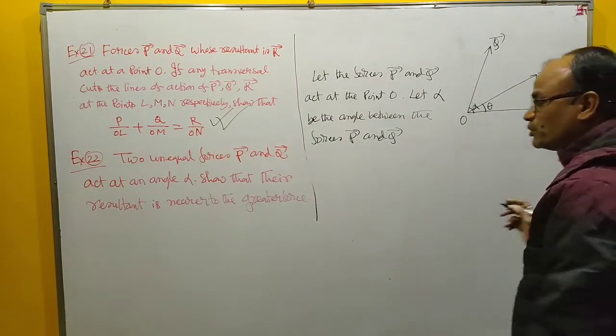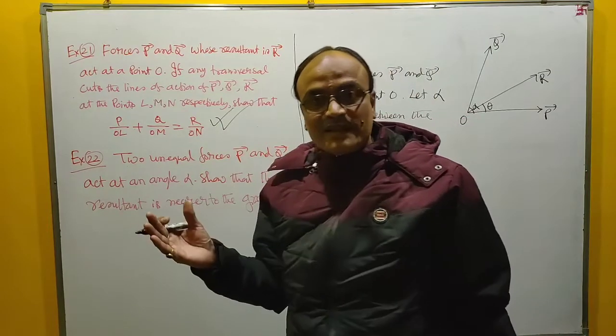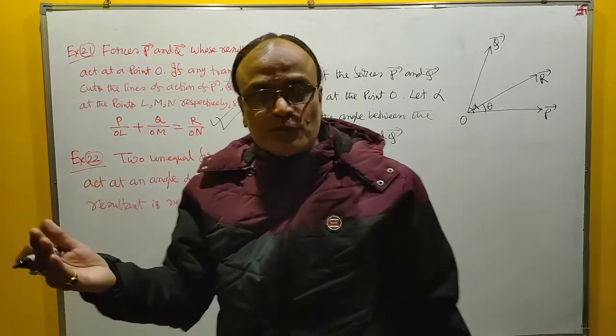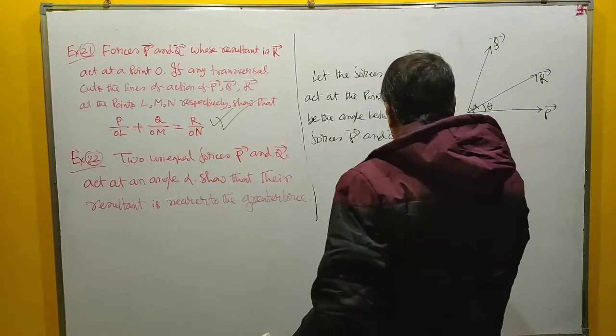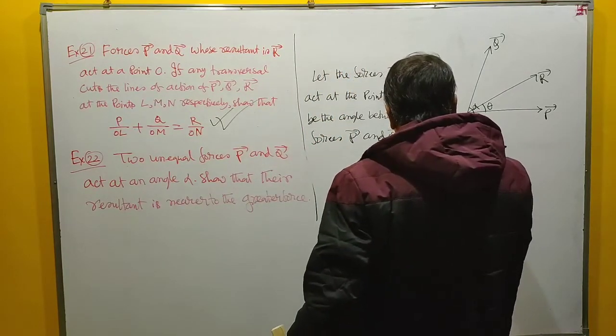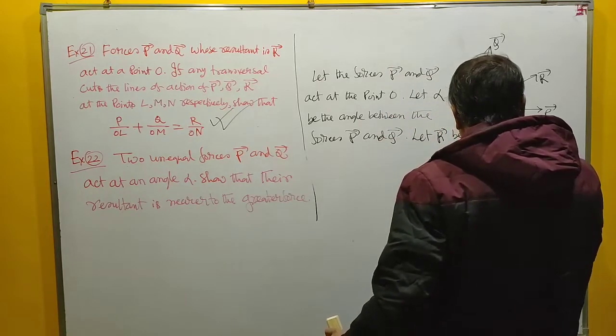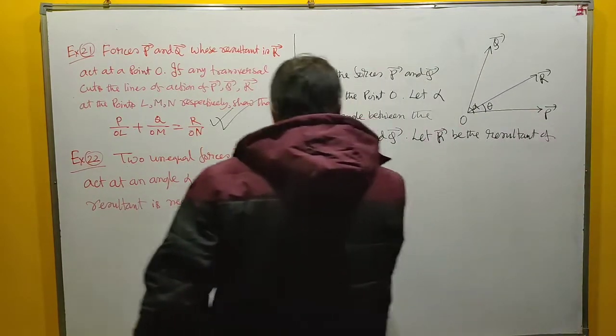Let alpha be the angle between the forces P and Q. Let R be the resultant of P and Q.